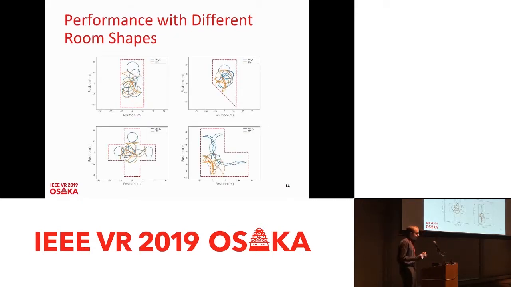Now we'll look at how artificial potential field works in different room shapes. For this graph, the blue line shows artificial potential field, and the orange line shows steer to center. The thing to note about these plots is that artificial potential field attempts to use the entire space of the tracking area, while steer to center only tries to fit a circular region in the central part of the room.